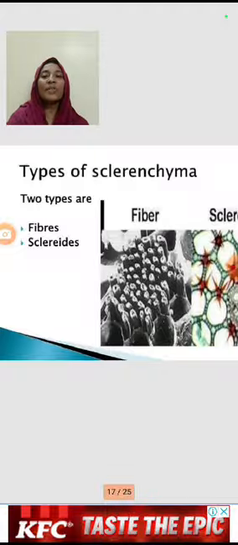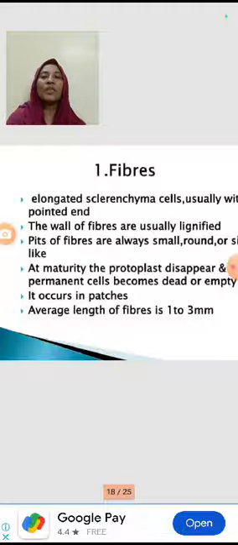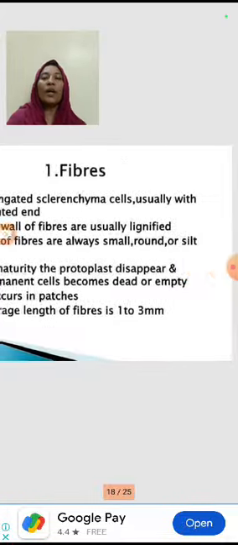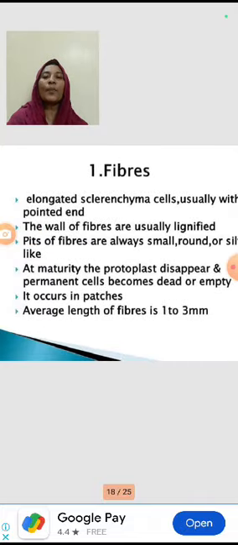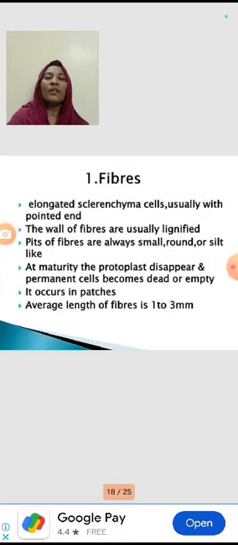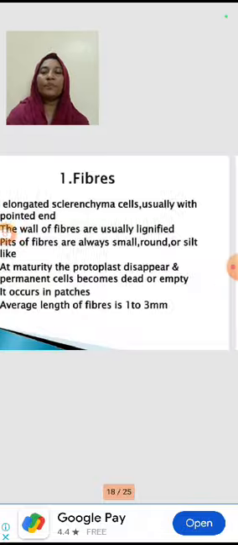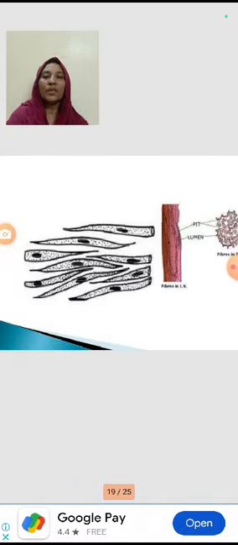The sclerenchyma is also divided into two types, that is the fibers and sclereids. Fibers are elongated sclerenchyma cells, also lignified, and always small, round and slit-like. At maturity, the protoplast disappears. It occurs in patches. The average length of the fibers is 1 to 3 mm. So this photograph shows the fibers.